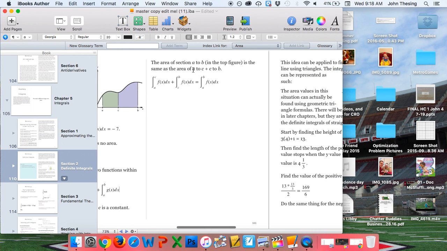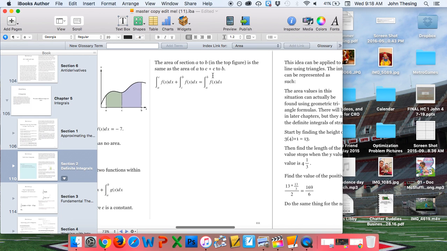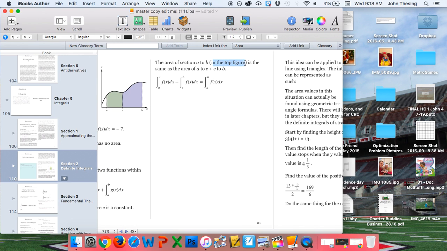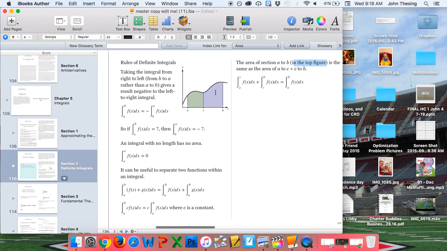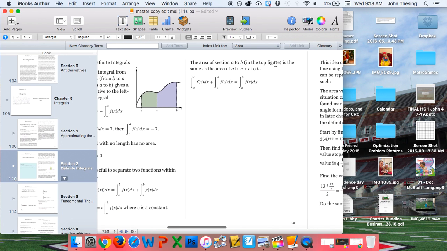The area of a section A to B. Let's say the area under the curve from A to B. In the top figure, what's the top figure? The top figure's the one to the left. Right, so rearrange that so that it makes sense. It is the same as the area of A to C. Instead of saying plus, let's say added to the area from.